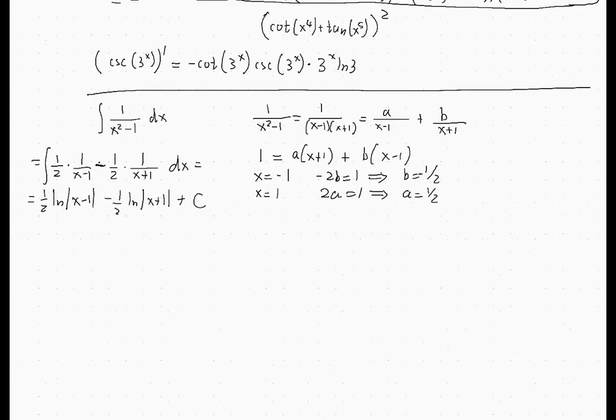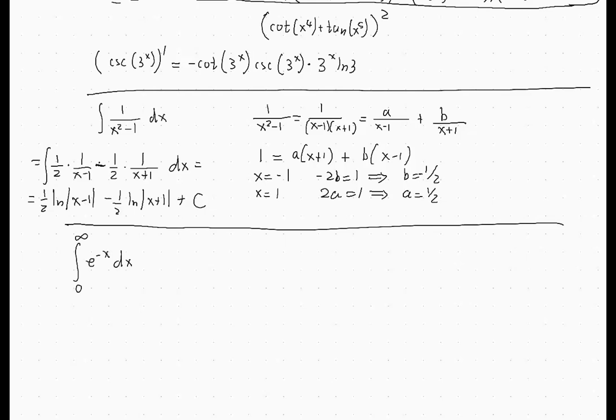So this is the integral from 0 to infinity of e to the negative x dx. And this has to be interpreted as a limit. So it's the limit as b tends to infinity of the integral from 0 to b of e to the negative x dx. The antiderivative for e to the negative x is minus e to the negative x, from 0 to b.